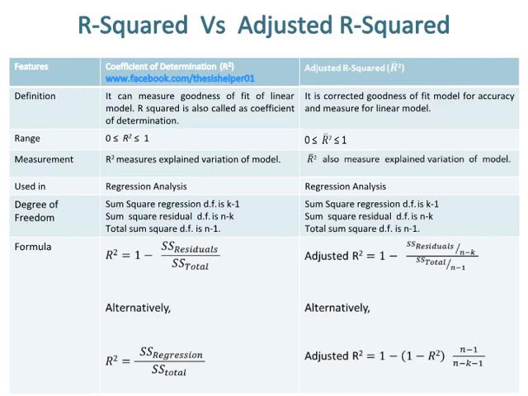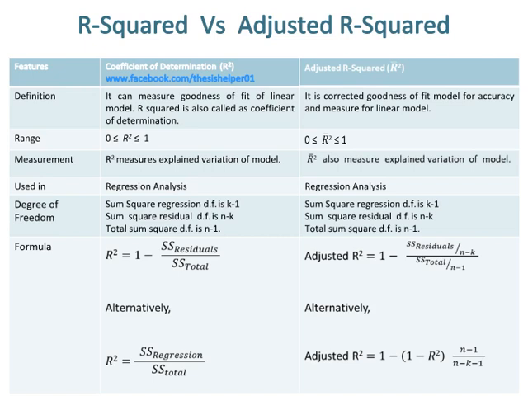The range of R squared and adjusted R squared is the same, between 0 and 1, which means that both measures can't be negative. R squared and adjusted R squared both measure the explained variation of the model. Both are used in regression analysis.